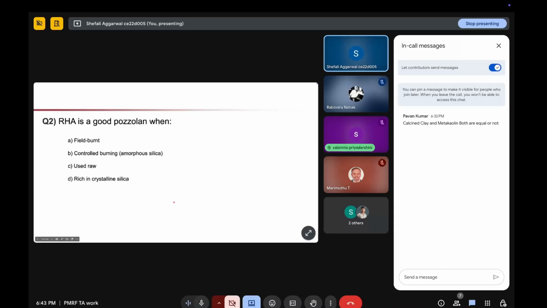Next question is, RHA is a good pozzolan when. RHA, rice husk ash, is a good pozzolan when it is field burnt, controlled burnt, used raw, or rich in crystalline silica. Controlled burning. Okay. Anybody else who thinks some other option is correct?